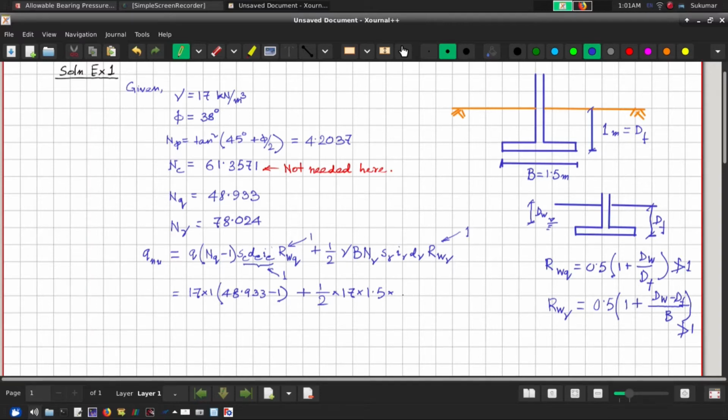N gamma is 78.024, and this will give me a value of 1809.667 kilopascal. Okay, and usually it will be rounded off to 1800.